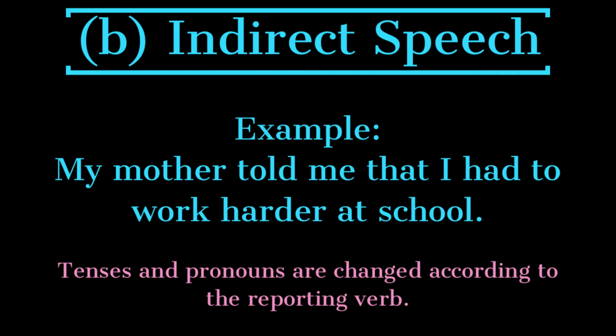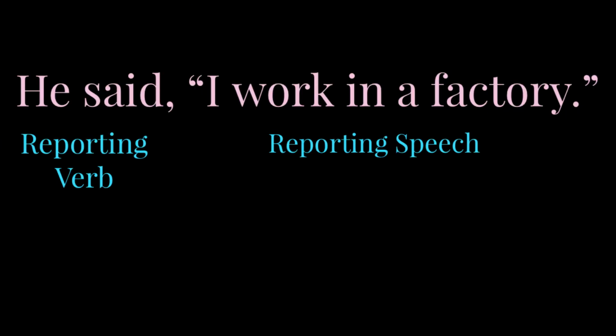And this is the example of indirect speech. Now look into this example. He said, "I work in a factory." So here "he said" is the reporting verb, and the words which are in the inverted commas are known as reporting speech. So the first verb part of the sentence, that is he said or she said, he says, she says, they said, before the quotation marks of a person in the sentence is called the reporting verb.